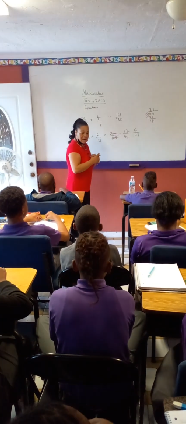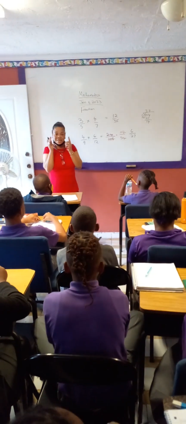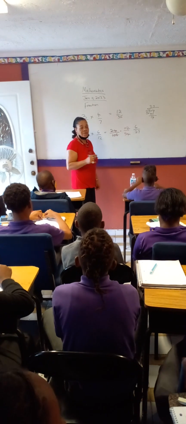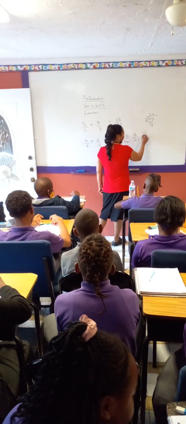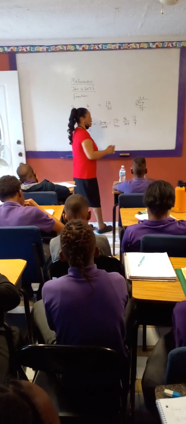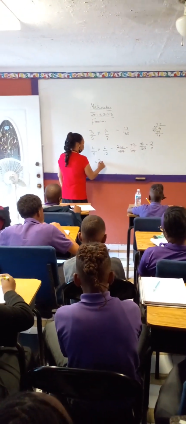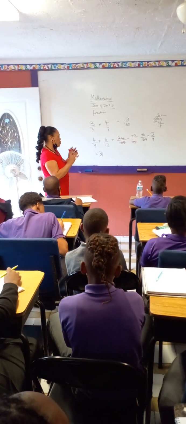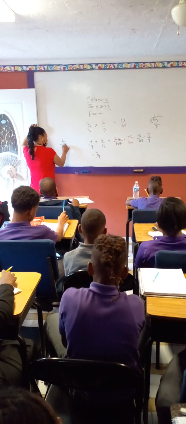Now, when I look at that, because I know my tables, I also realize that it can be divided further. Which number can divide 6 and 27? 3. 3 into 6 is going to go 2 times, and 3 into 27 is going to go 9 times. Okay, so my answer for this is going to be equal to 2 over 9. That's simply multiplying up.